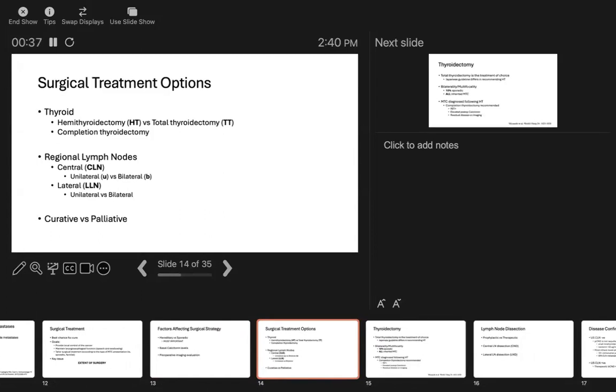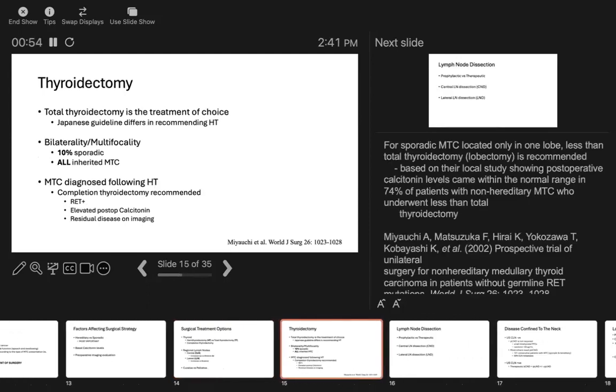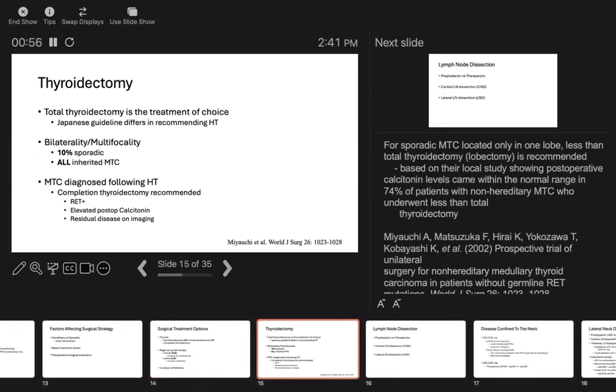Then we need to consider regional lymph node management, whether we need to do a central lymph node dissection, whether we need to do lateral lymph node dissection, prophylactic, therapeutic, bilateral, all that. And of course, we have to consider all this in the context of whether it is curative or palliative. So for the thyroid part, total thyroidectomy is usually the treatment of choice.